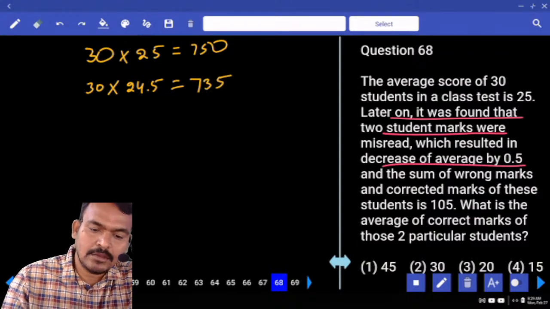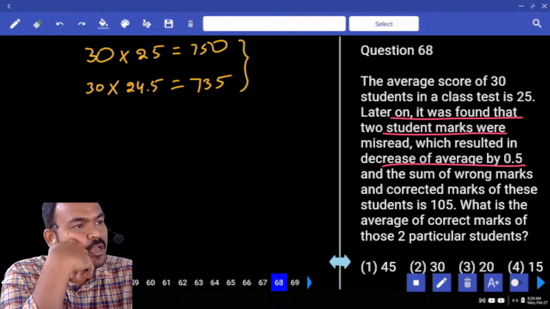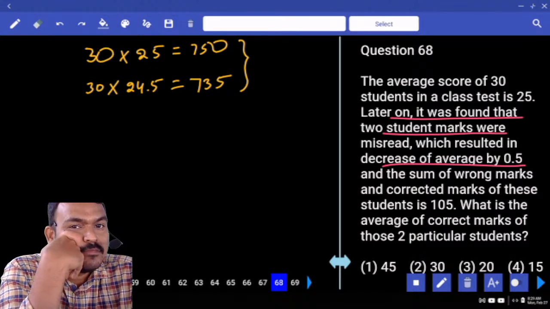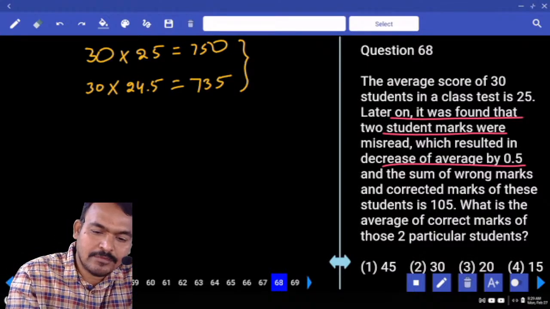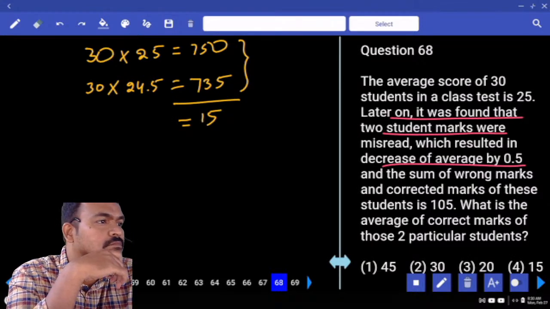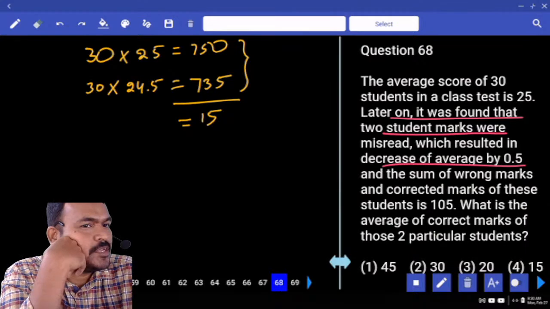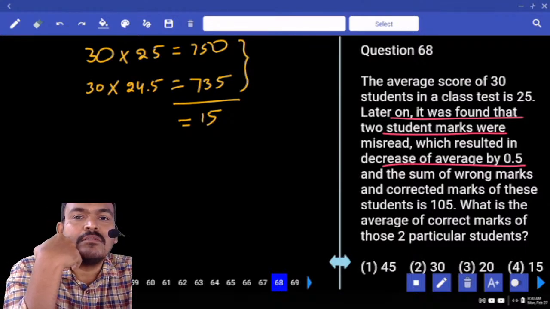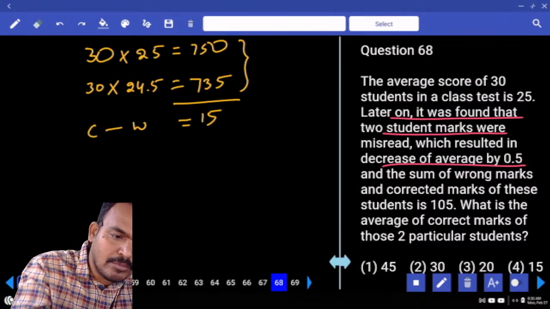735, okay. 750 includes the wrong marks, and 735 is the total with correct marks. What is the difference? 15. That 15 is the difference between the correct marks and the wrong marks.